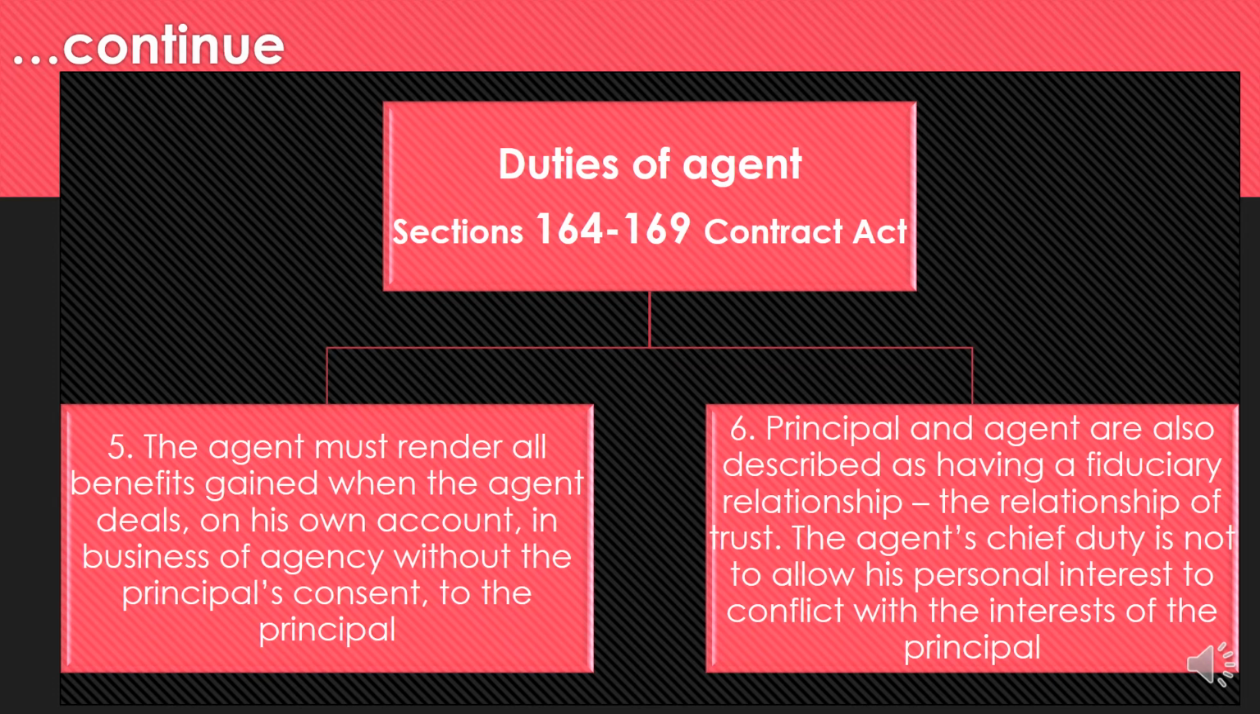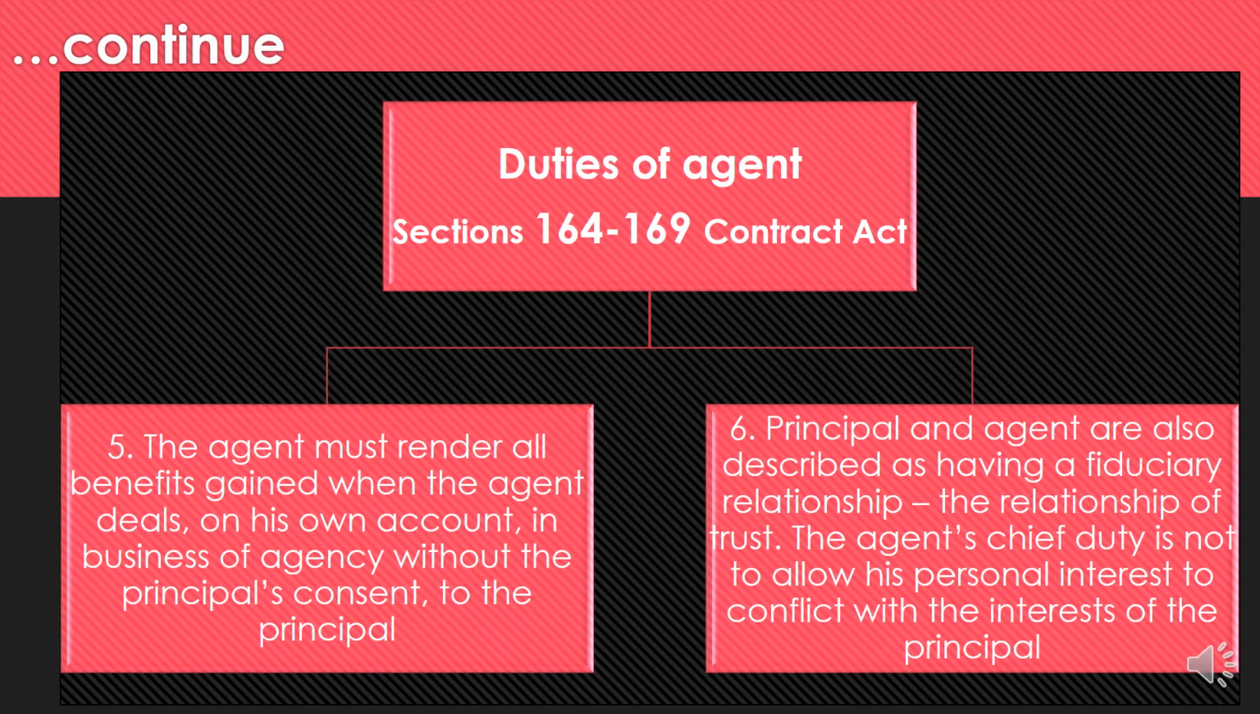And we have number 5 and number 6, right? You see, in agency, if an agent uses whatever power rendered to him or her to get benefit for her own good, for example, Didi uses the agency to have personal gain, she must actually do this with the principal's consent. If she does this without the principal's consent, she has to give whatever benefit that she gets to the principal.